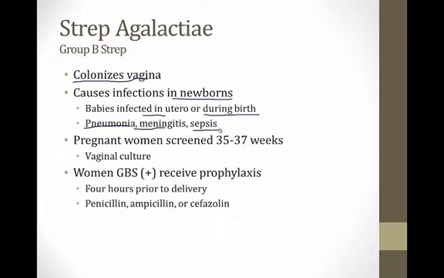Now, most pregnant women are screened around 35 to 37 weeks right before they're getting ready to deliver. They're screened with a vaginal culture, and if they're Group B strep positive, they get prophylaxis a few hours prior to delivery, usually with either penicillin, ampicillin, or cefazolin. But women who aren't screened or who have ineffective treatment with antibiotics can pass on the bug to their babies, and this is why it can cause infection in newborns.